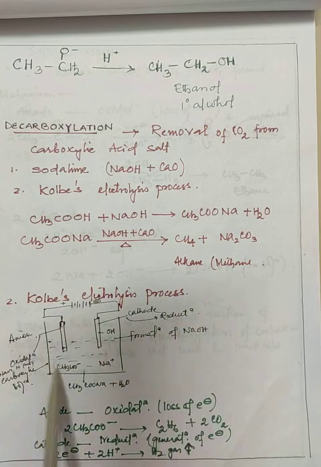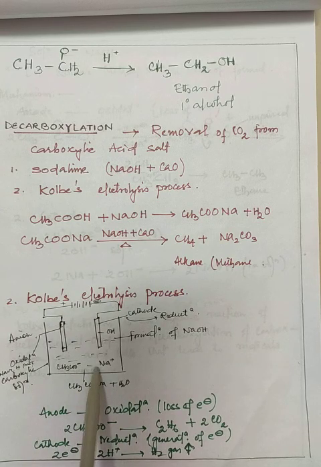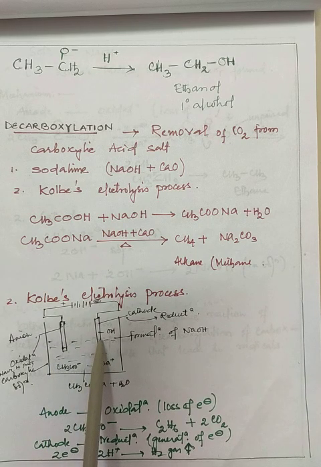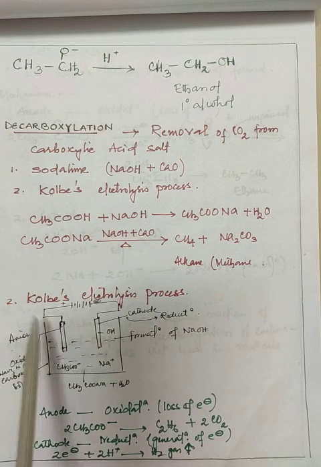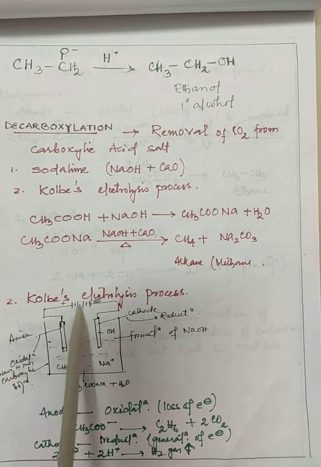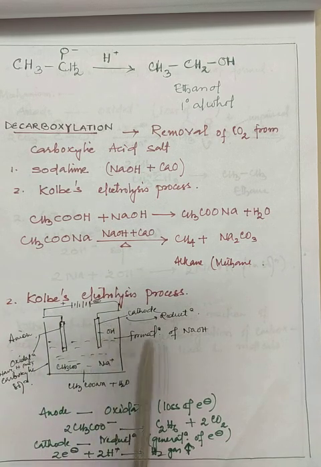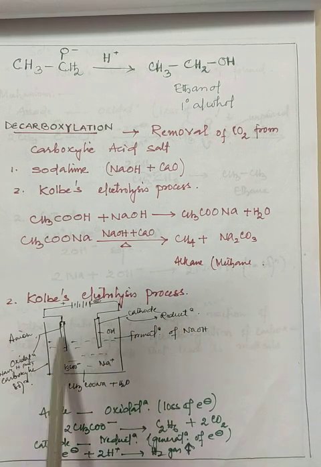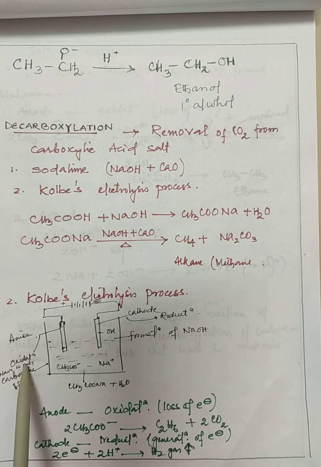We have to take one container. In that container we have to put sodium acetate and water. We have to put the liquid here, and then two electrodes. One is the anode, and another one is the cathode. These two electrodes we have to connect with wire to a battery, positive charge and negative charge. So this cathode will do reduction, and this anode will do oxidation.